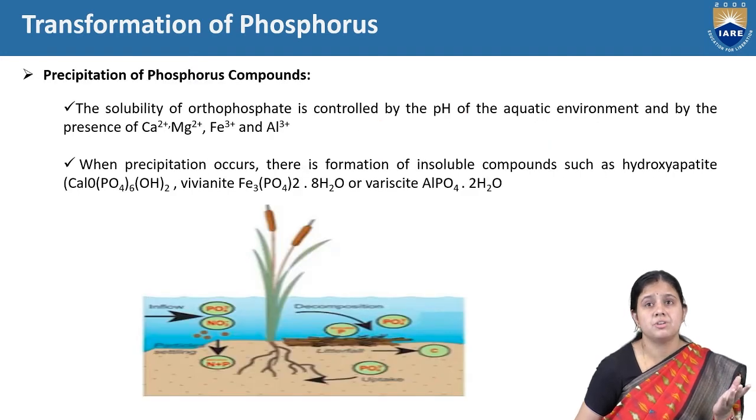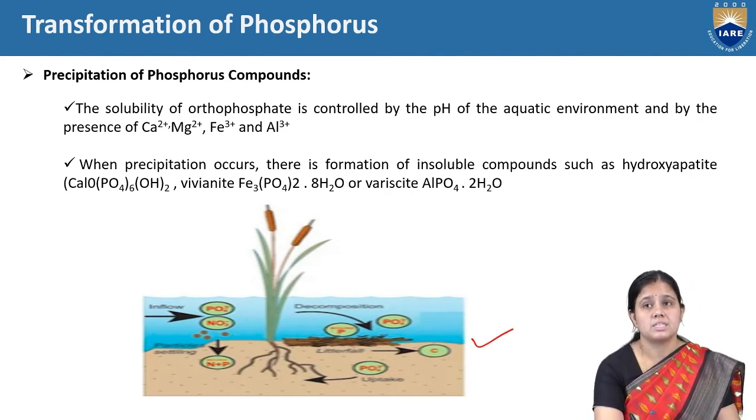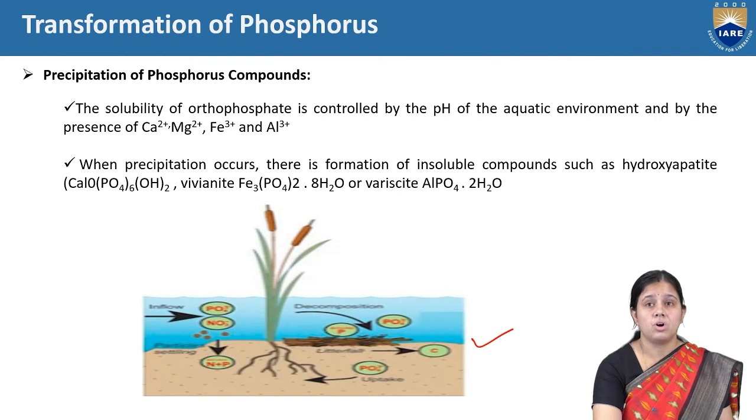The precipitation of phosphorus compounds takes place in the aquatic ecosystem. The solubility of orthophosphate is controlled by the pH of the aquatic environment and by the presence of calcium, magnesium, iron, and aluminum. When precipitation occurs, insoluble compounds are formed, such as hypophosphite, vinite, and versacite.